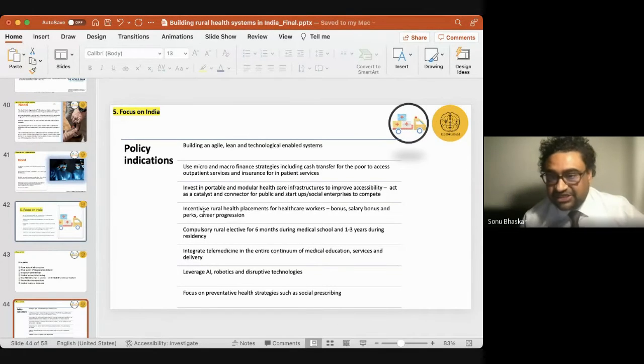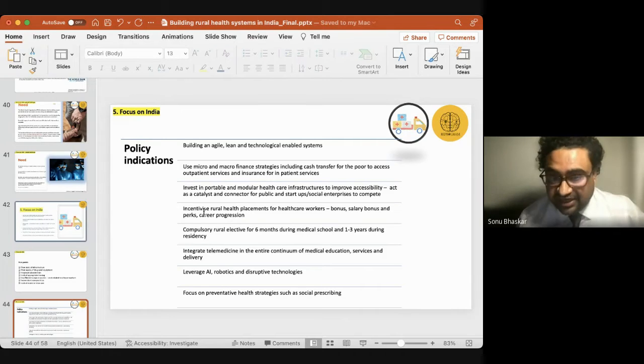Incentivizing rural health placement for healthcare workers is important. An important issue in rural India is many of the doctors don't want to go there and serve the populations. So providing incentives, salary bonuses, perks, and career progression, which can in fact outweigh the urban placements, can be an attractive option for them to go to rural India. If you give 20% or 10% more salary to these healthcare workers, they feel incentivized and rewarded for the services they can deliver in these pockets.